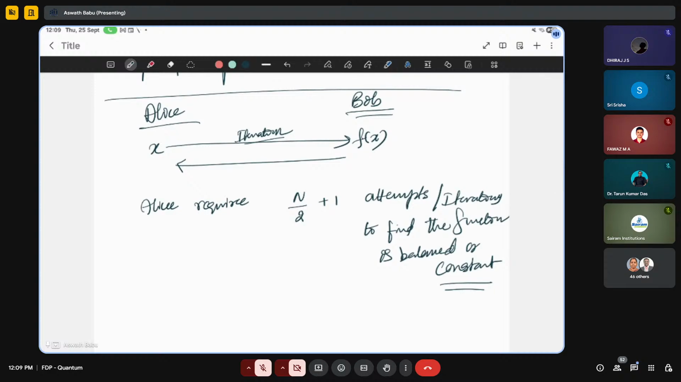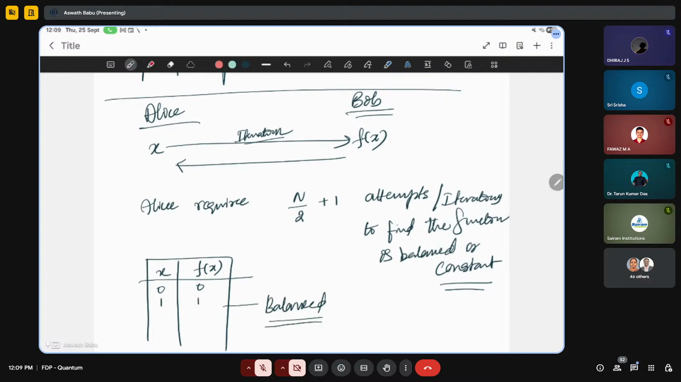But on a good day, let's say in 2 attempts she can find it, because the first one she got 0. So for example, for f of x is equal to 0, she got 0. For f of x is equal to 1, she got 1. Okay, amazing. She got it in 2 attempts, so the function is actually balanced. No need to go for the remaining calculations. With 2 iterations, balanced found with 2 attempts. But not every day this happens. Now this is a lucky day for us.